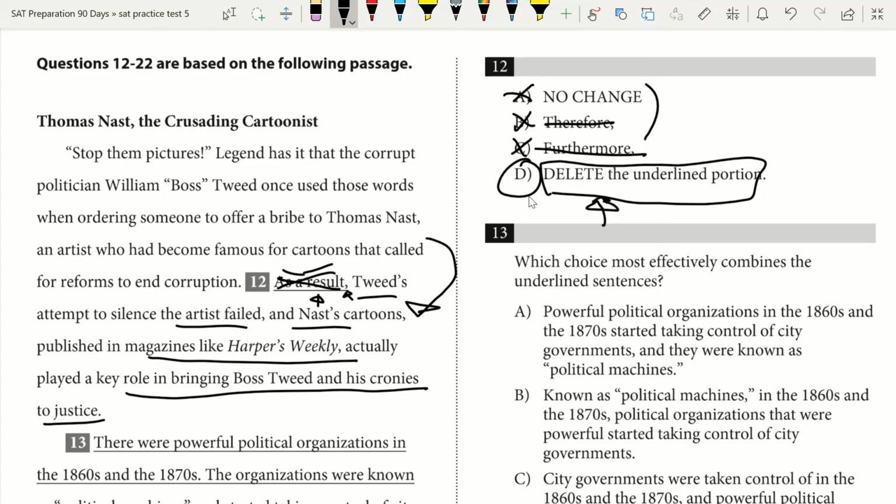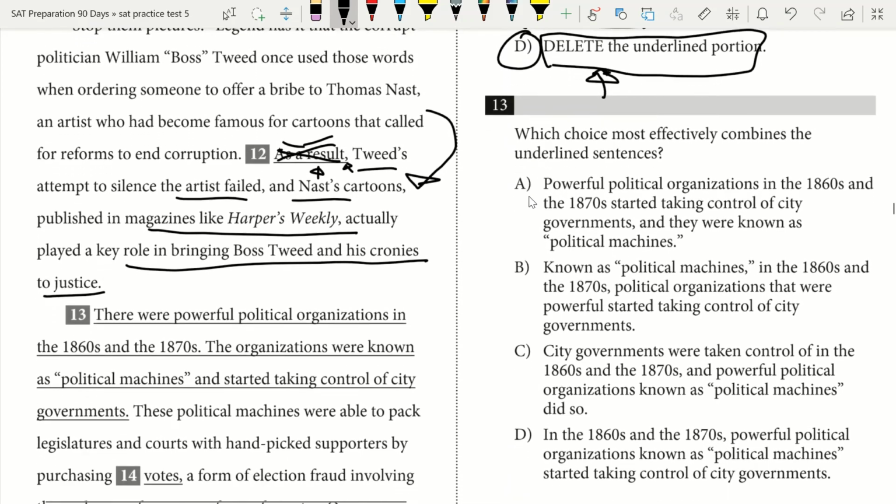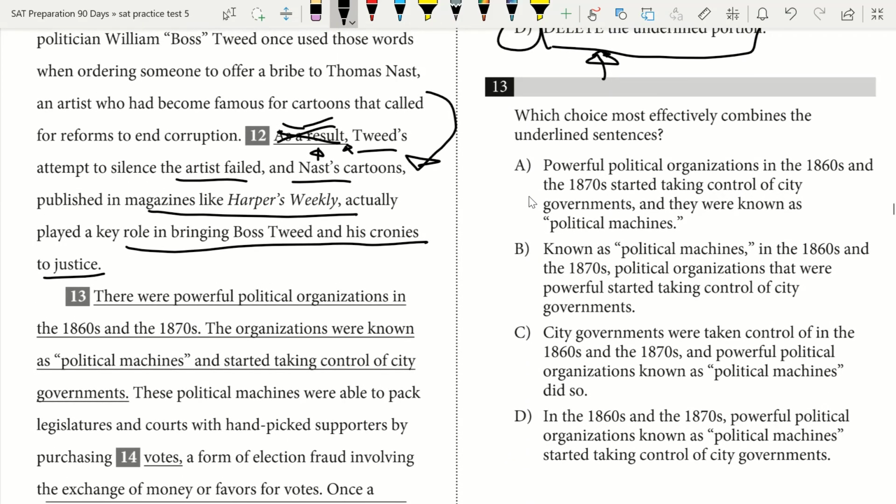Which choice most effectively combines the underlined sentences? Today you're really getting a lot of these questions where you're asked to combine sentences. As always, I've talked about this strategy in the last section, and I'll talk about it again. We're going to start with our shortest answer, so we'd go 1, 2, 3, 4, because our shortest answer is the most likely to be efficient and concise. So let's take a look.